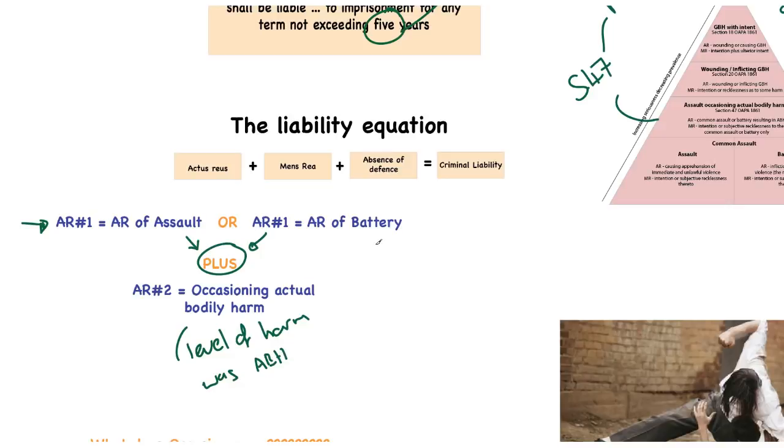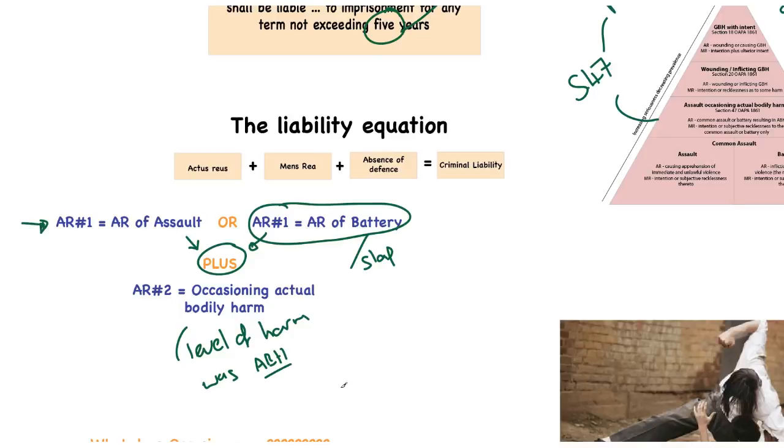So I'll do that through an example. If I slapped somebody across the face, that would then give me the actus reus 1 of battery. I have inflicted unlawful personal violence on them. What I now need to demonstrate is the slap is serious enough to produce a level of harm that gives us ABH.